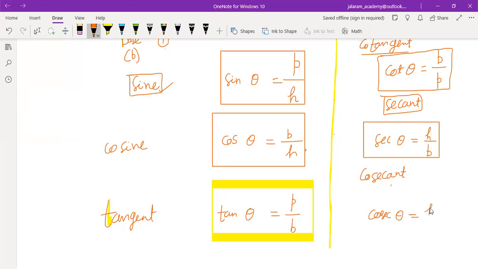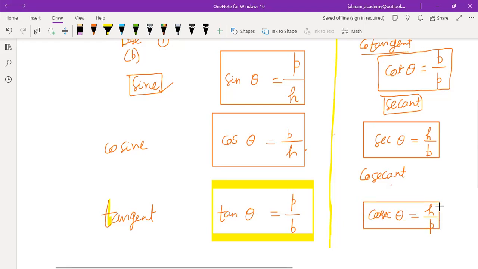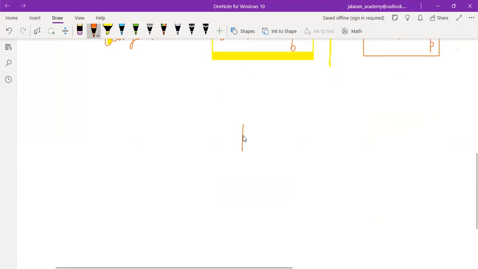Cosec theta is the reciprocal of sin theta. It is equal to hypotenuse upon perpendicular. Cosec theta is the ratio of hypotenuse and perpendicular. Okay. So sin theta equals perpendicular upon hypotenuse. Cos theta equals base upon hypotenuse. Tan theta equals perpendicular upon base.